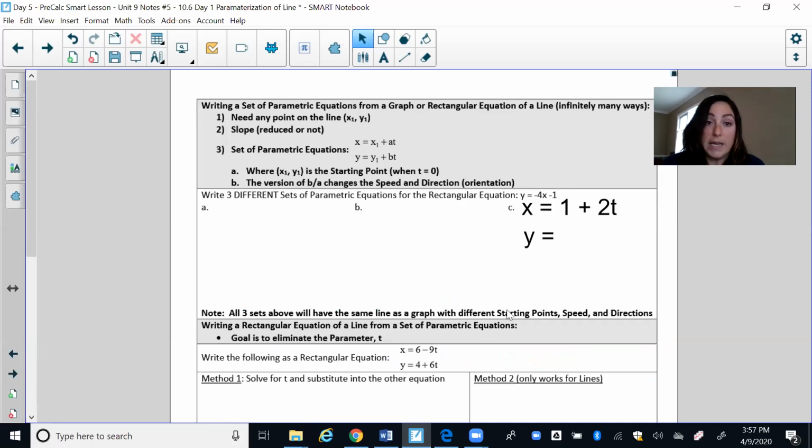All right, writing a set of parametric equations from a graph or rectangular equation of a line. There are infinitely many correct answers if our line has no context. So how do you do this? Well, you need two things, the same two things you need for rectangular. You need a point and you need a slope.